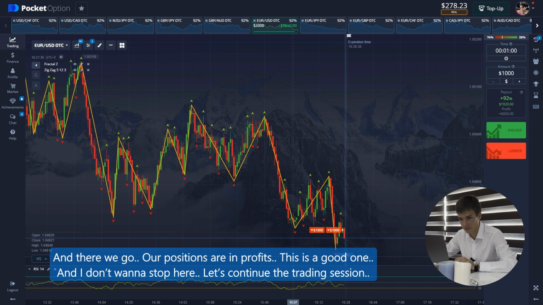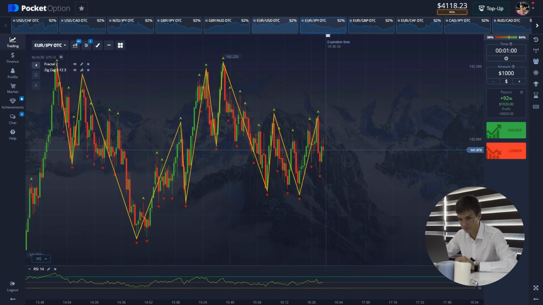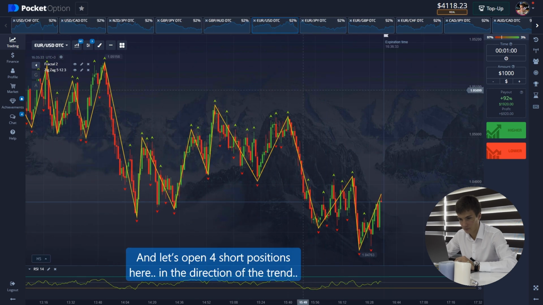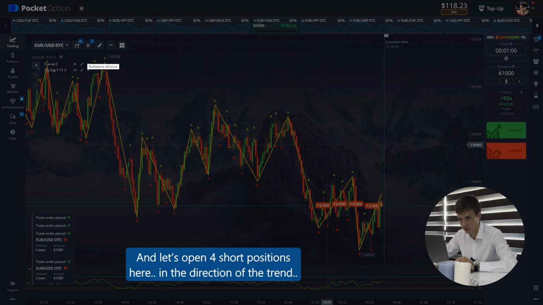and there we go. Our position is in profit. This is a good one, and I don't want to stop here. Let's continue the trading session. Let's find another position entry, and let's open a fourth short position here in the direction of the trend.